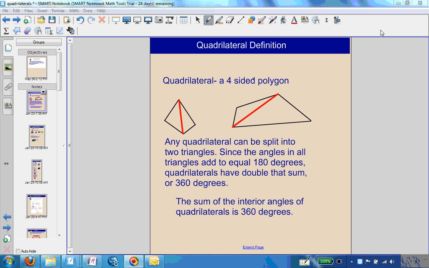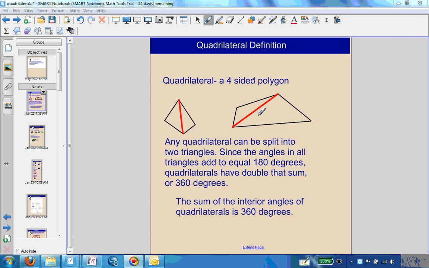In this section, we're talking about quadrilaterals. Quadrilaterals are four-sided polygons. In these pictures, we have two polygons that have four sides, so they're quadrilaterals. And you'll notice there's a red line connecting opposite vertices. For all quadrilaterals, if you connect opposite vertices, you'll split your quadrilateral into two triangles.